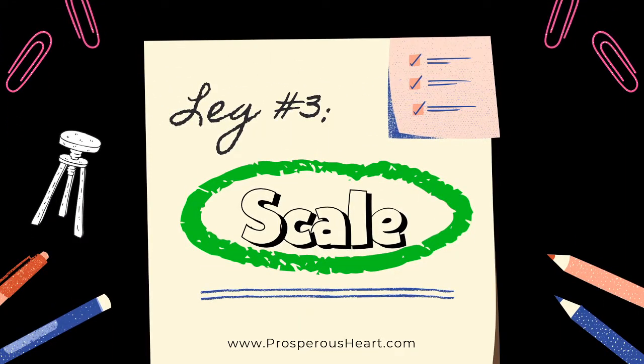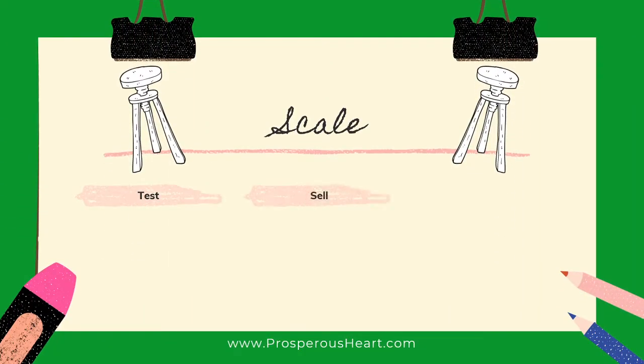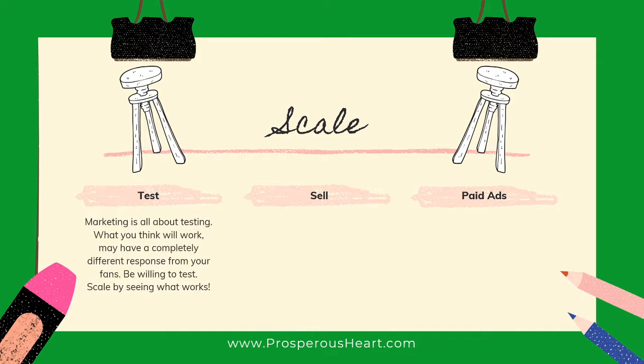Leg number 3 of your tool is to scale. Again, there are three pieces to scaling, and the first thing is test. Seriously, marketing is all about testing. Just because someone has maybe an 80% click-through rate and spends pennies for a lead doesn't mean that they get that every time. They do it through testing. They do it through finding things that work for their target audience and making sure that they continue to create that. What you think will work may have a completely different response from your fans. You must be willing to test, so therefore you must have patience. You have to scale by seeing what works.